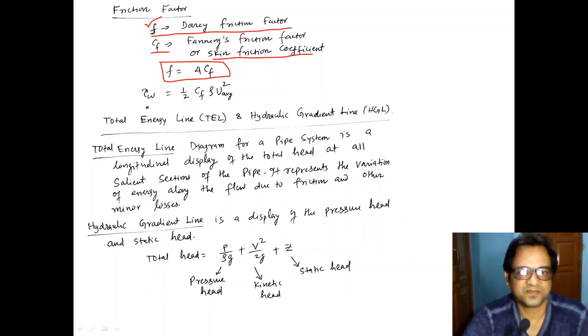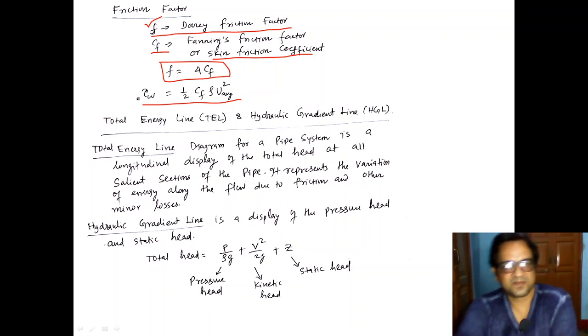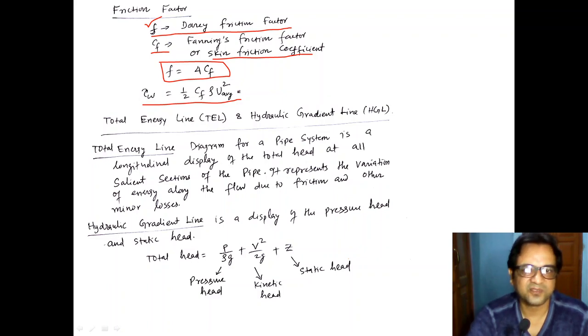due to friction. And if you know the f or Cf, then you can find out the shear stress at the wall equal to half into Cf into rho U average square. So for laminar flow or turbulent flow, if you know the friction factor, you can find out the Cf, then you can find out the shear stress at the wall using this formula.